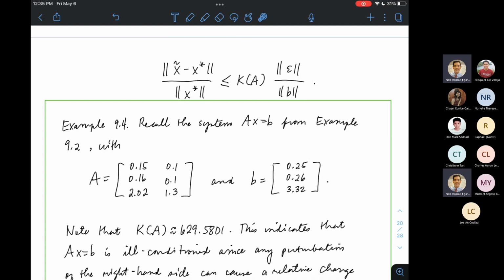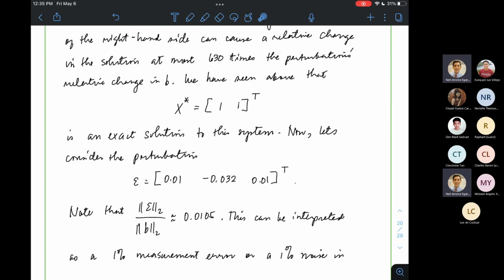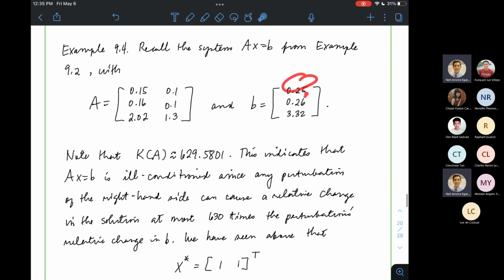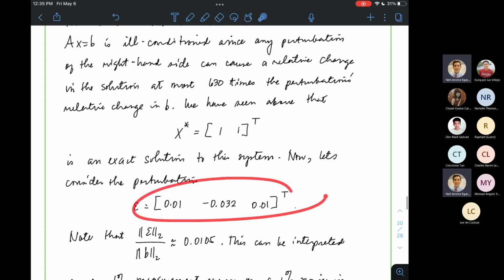All right? Or at most, upper bound eto. And true enough, so tingnan natin. Okay, totoo ba? Ganun nga ba yung nangyari? Kunwari, meron tayong noise na epsilon na 0.01, negative 0.032, at saka 0.01 dun sa right-hand side. So ibig sabihin yung mga right-hand side elements mababago lang or mapaperturb by this respective values. Okay? So made up values lang to.